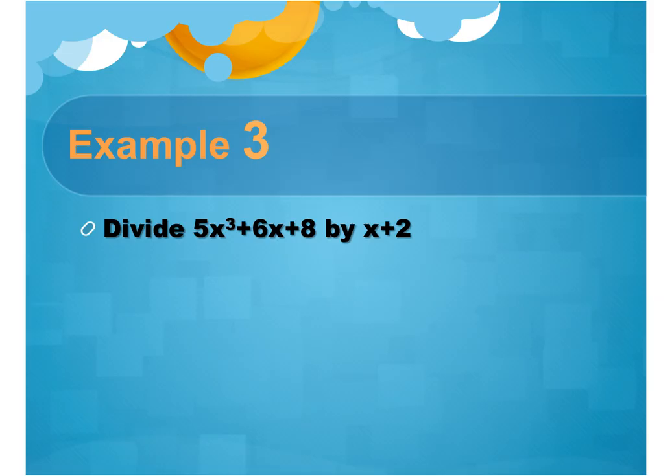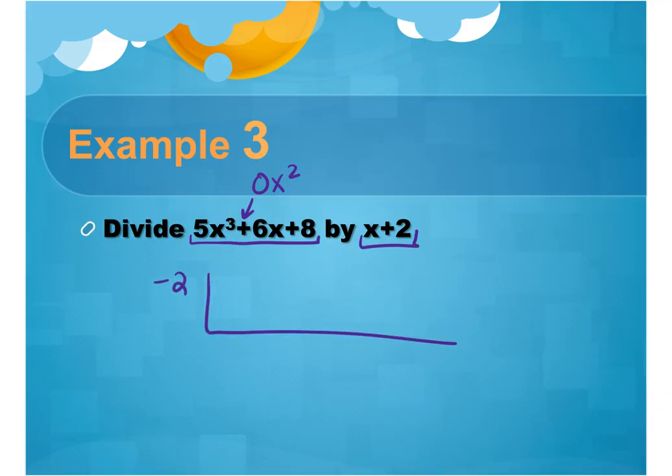Here we go. Example 3, divide 5x to the third plus 6x plus 8 by x plus 2. That is x to the first, followed by a number, so I can do synthetic. I'm going to look at my dividend. I'm missing an x squared, so I'm going to plug in a 0x squared here. Change the sign on what follows the x. So negative 2 goes on the outside, and then I list 5, 0, 6, 8.